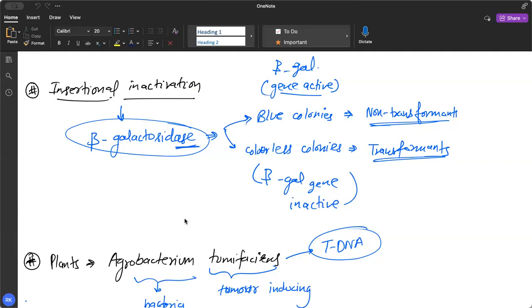So do you remember insertional inactivation? Iram, Parker? Anyone remembers what was insertional inactivation? What does the word say? You are inserting something. What are you inserting? The gene of interest. And because of that insertion, something is getting inactivated, right?